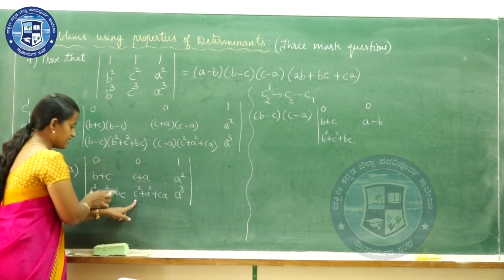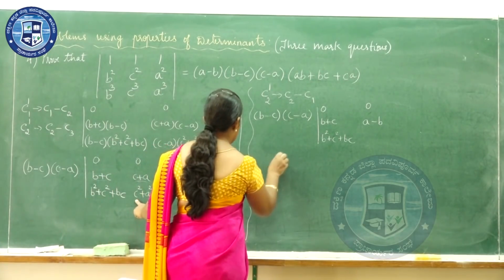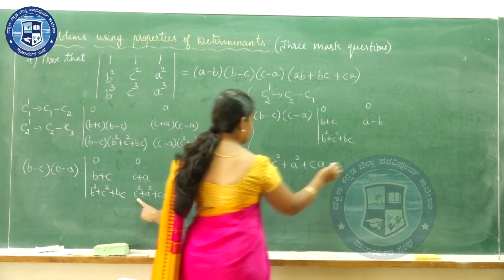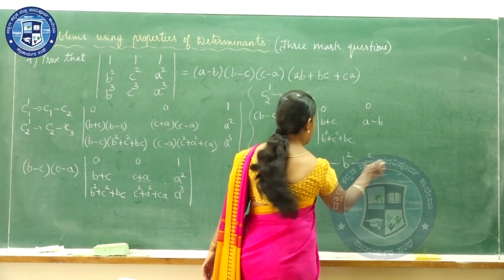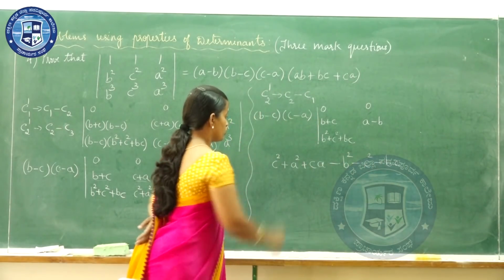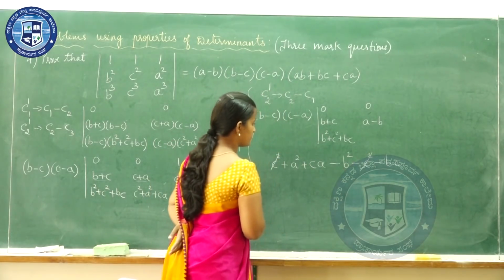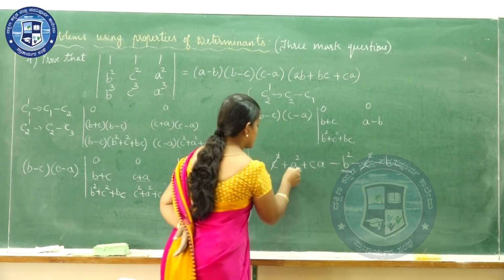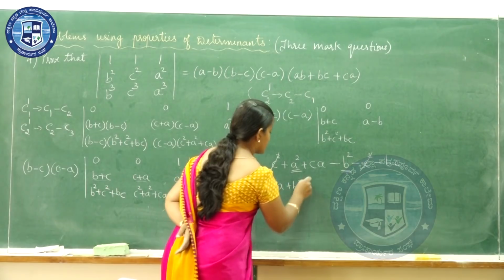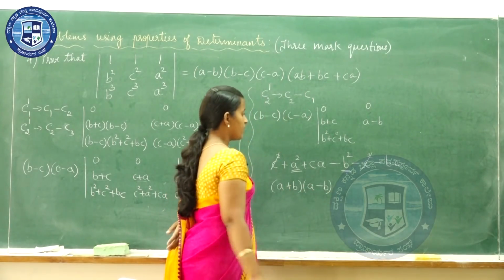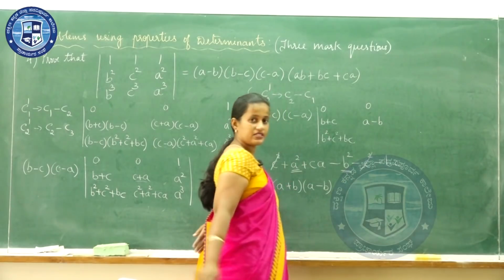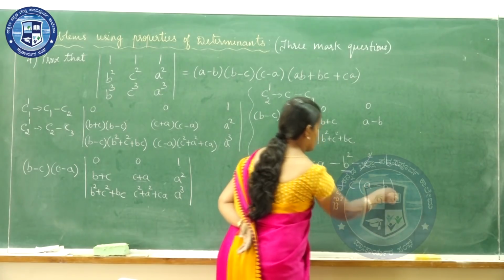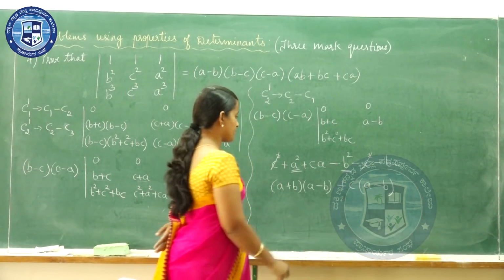Now this term minus this term, let us simplify that. c square plus a square plus ca minus b square minus c square minus bc. So c square will get cancelled. Then we have a square minus b square. So a square minus b square can be written as a plus b into a minus b. Then we have ca minus bc. So ca minus bc, c is common, so take it out. So you will have a minus b. We did this in the previous problem, so same simplification.